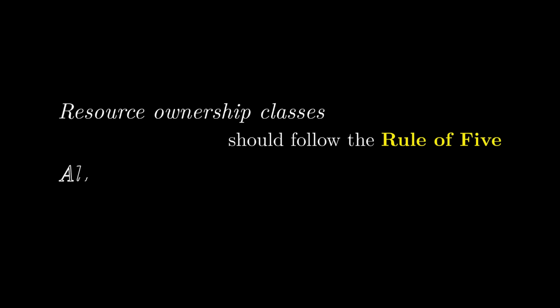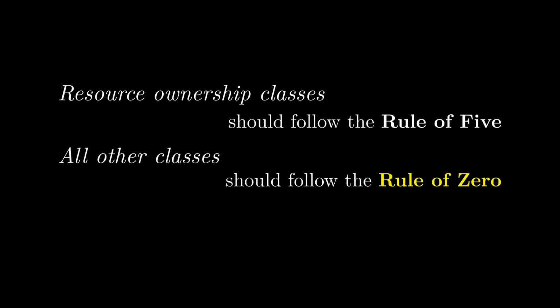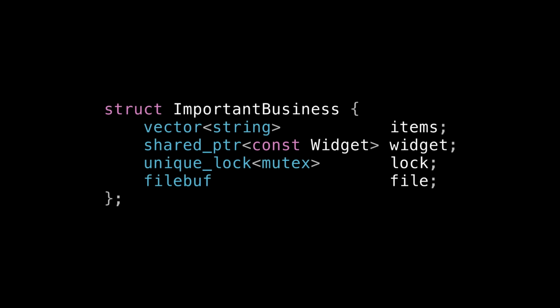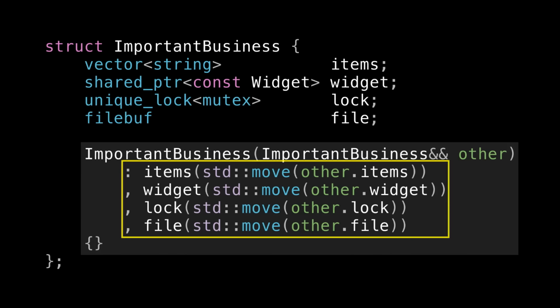All your other classes, like your actual business logic classes, should be composed out of rule of 5 types, and they themselves should follow the rule of 0. In other words, they should let the compiler automatically generate the special member functions. See, this important business class has members that are rule of 5 types, but it itself doesn't declare any special member functions. Because it doesn't declare them itself, the compiler steps in and writes them for you. A compiler-generated move constructor looks like this, for example. It move constructs each member with the corresponding member from the source object. Each of those constructors leaves the member from the source object in a valid but unspecified state.